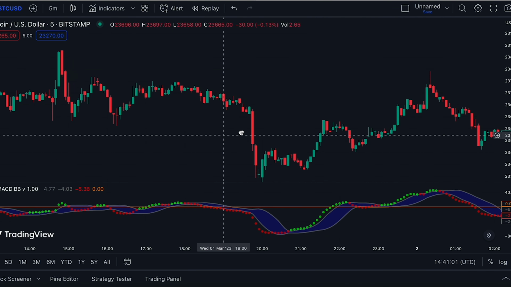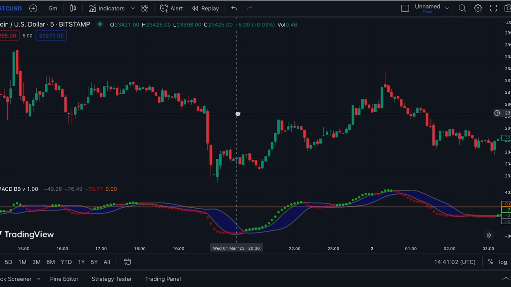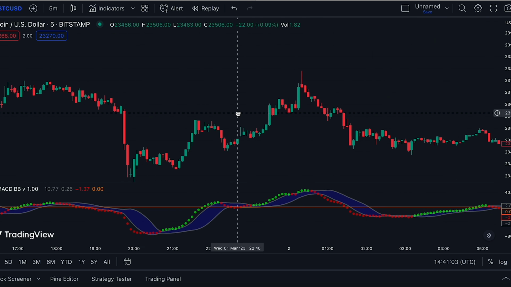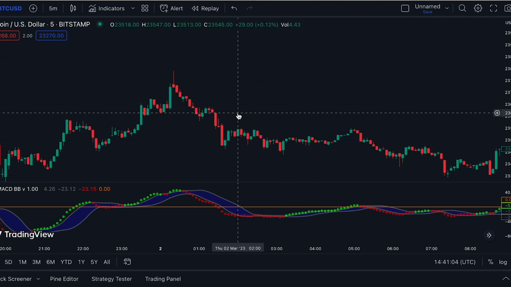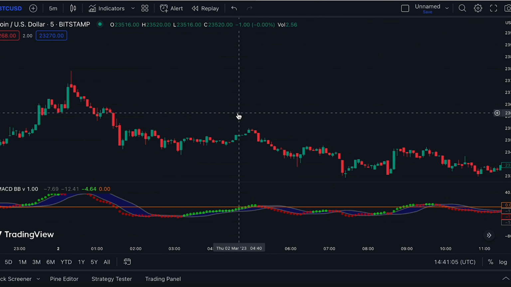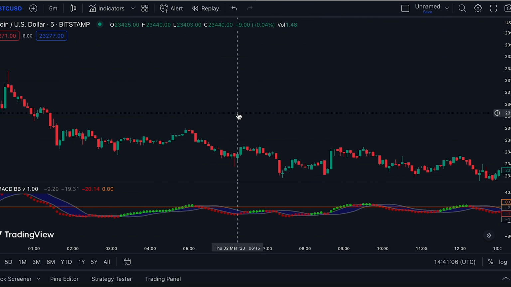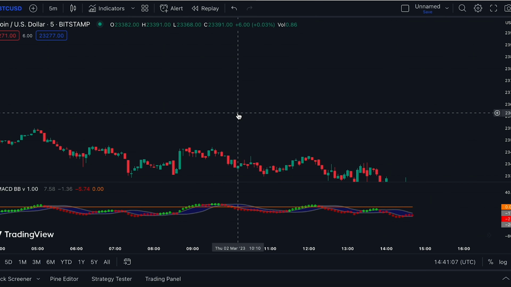Now that you know how the indicator functions and how strong it is, we can add another indicator to the chart because, despite the indicator's strength, it occasionally generates false signals. We can remove these erroneous signals from the chart by including these additional indicators.